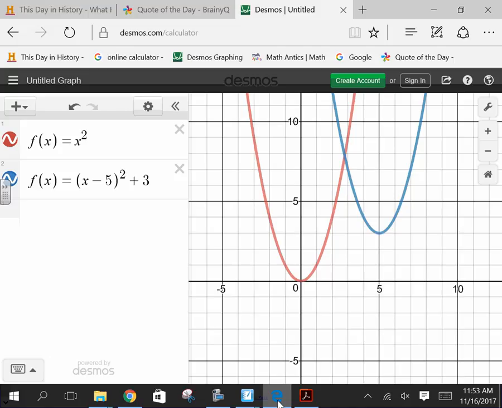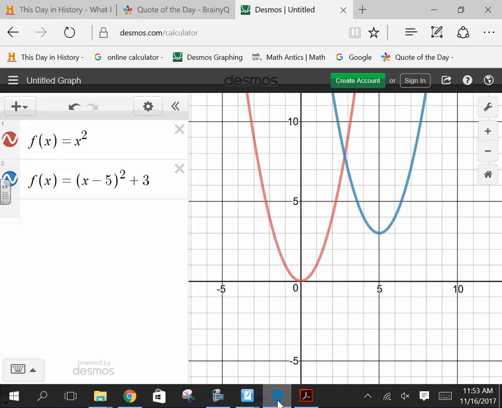The red one is the first one you graphed. F of x equals x squared. The blue one is, look what ended up happening. I took the x and I subtracted 5 from it. And then I added a 3 way out here. And I put parentheses around the x and the 5. Kind of strange.